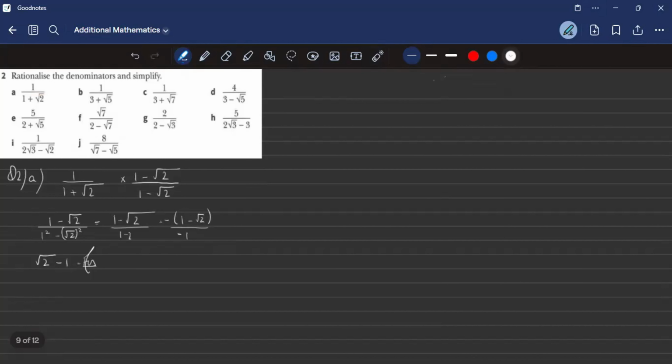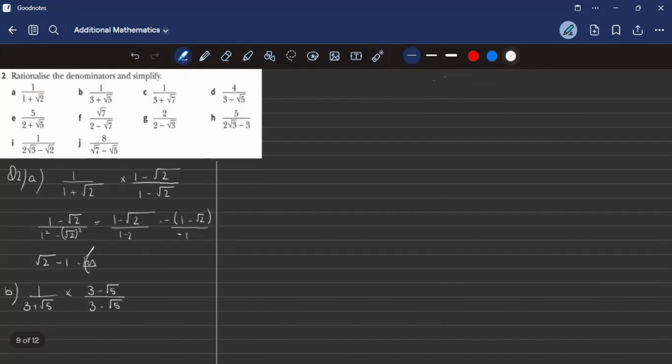For part B. Now for part B, we have 1 divided by 3 plus under root 5. Again, the same conjugate surd concept: multiplied by 3 minus under root 5, divided by 3 minus under root 5. Again, if you do not understand it and if you're coming for a specific question, please do watch the introduction of this lecture and all your concepts will be clear.